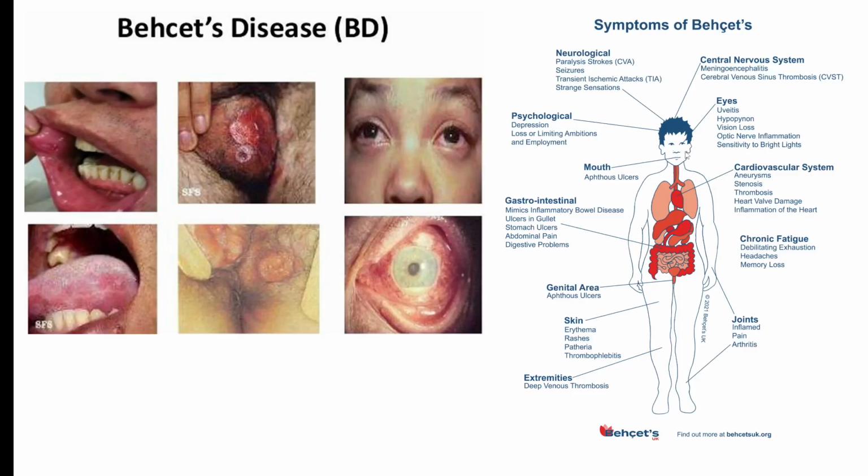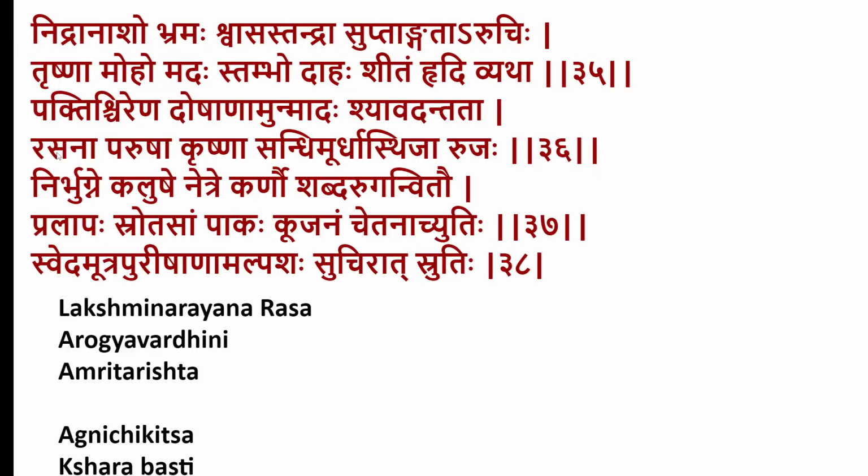So it's a multisystemic involvement disease which, though rare, can occur, and in these conditions too, mouth ulcers, characteristically widespread, are seen, which are deep and may even bleed. That's the typical Behçet's disease. Behçet's disease I would consider as a Vishamadvara, and the treatment would be Lakshmi Narayana Rasa, Arogyavarjini, Amritarishta, Agni Chikitsa, Ksharavasti. Very few patients are seen.